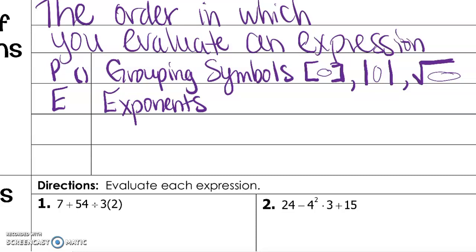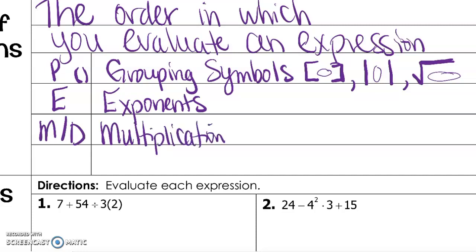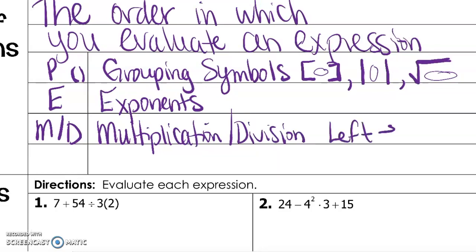Now, we have only 2 boxes left, but we have 4 operations. That's because multiplication and division actually go together. They are on the same line because you do those from left to right. So if division comes first when you're reading it left to right, then you have to divide first. So this will already be shown in problem number 1. Our last 2 are addition and subtraction, which same thing. Those need to be done left to right.